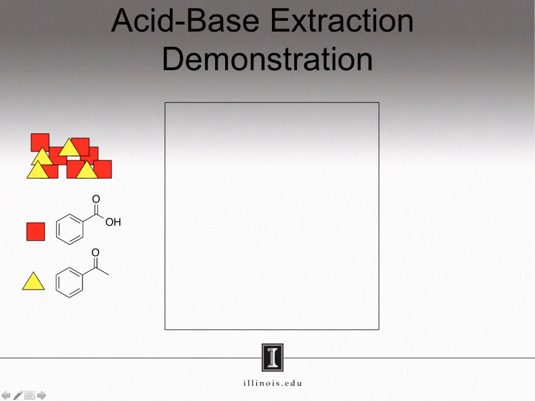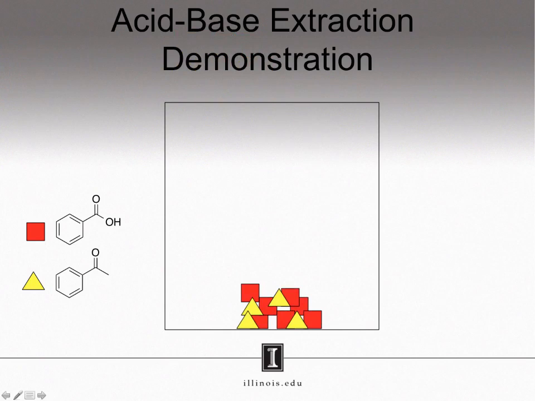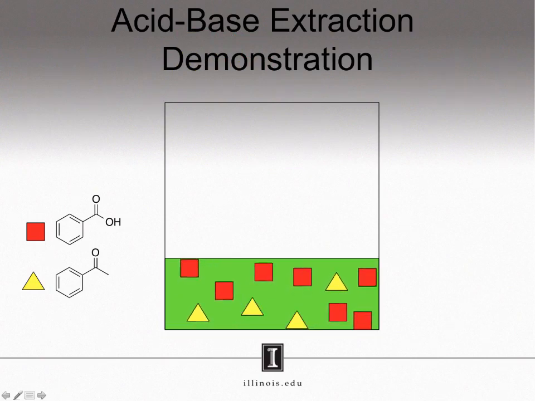Here is a visual demonstration of how we can use acid-base chemistry to separate compounds. In this example, the red squares represent a carboxylic acid, and the yellow triangles represent a ketone. I'm going to go ahead and, like before, place them into my container. I will then add an organic solvent of some kind, and this organic solvent will dissolve my mixture. Now I will, like before, add my water layer.